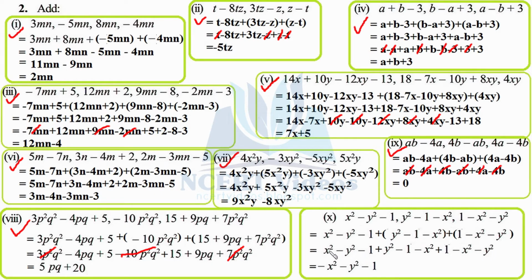Now x squared, we have plus x squared, we have minus x squared, cancelled, but we have 1 minus x squared which we have written here, minus y squared plus y squared, cancelled, but we have 1 minus y squared written, minus 1 plus 1, but we are left with minus 1. So in this way you solve your questions. That's second.